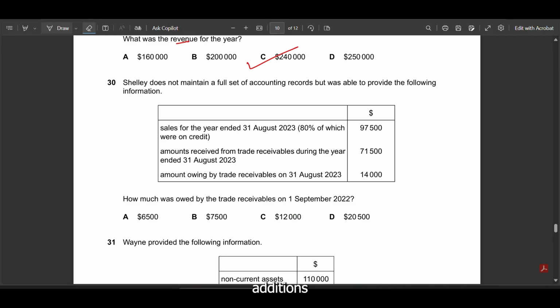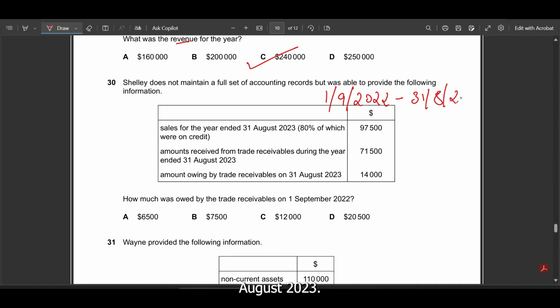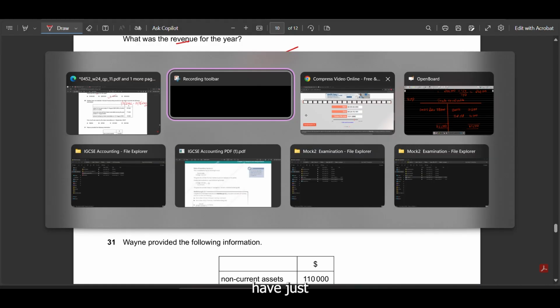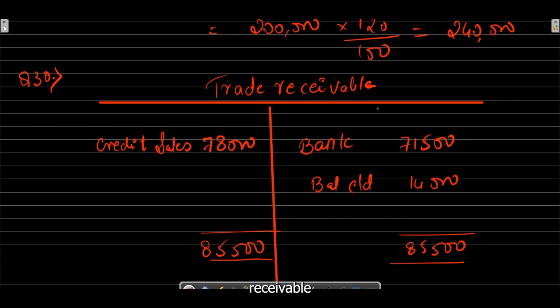So just understand, always in this type of question, somewhere down, just write down the opening and closing balance. So over here, the opening and closing date of the financial year: this is 1st September 2022 and my closing date would be 31st August 2023. So this is my opening and closing. They want us to calculate the opening balance of my trade receivable. For this I have just drawn this. Always I would recommend drawing a rough trade receivable account.